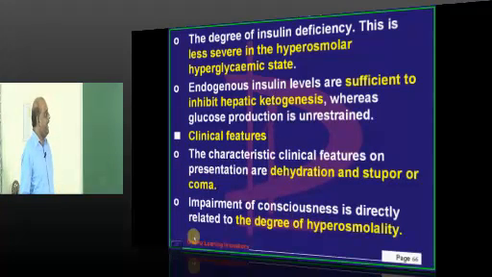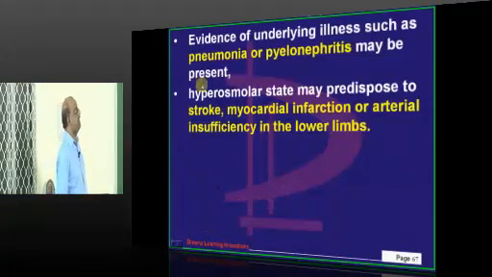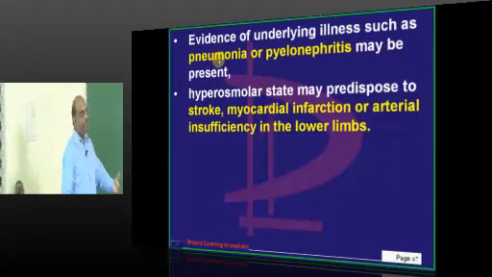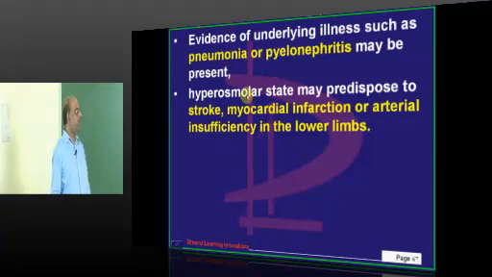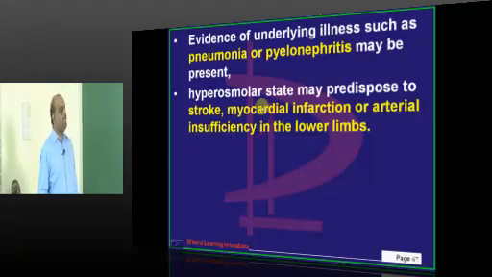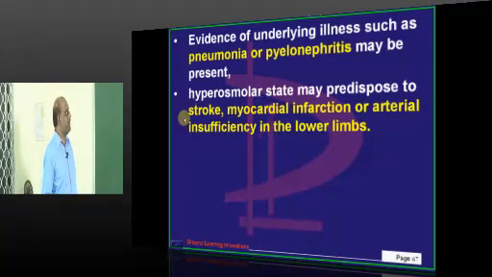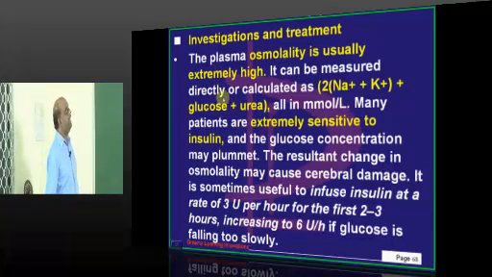Patients present with dehydration, stupor, coma, and there is a state of hyperosmolarity. Commonly, predisposing factors like pneumonia and pyelonephritis will be there, and this hyperosmolar state can increase the procoagulant tendency and can precipitate stroke, MI, arterial insufficiency in the lower legs, etc.